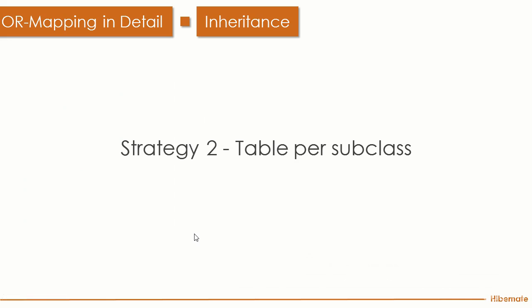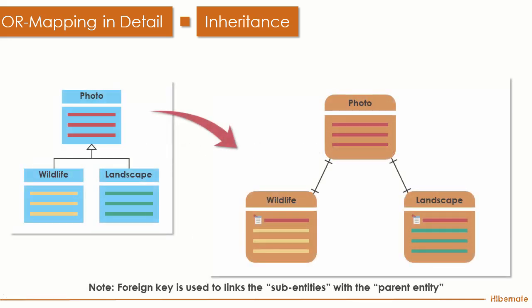The second strategy is to have a table per subclass. Then you will get a very similar structure. You have a photo, wildlife, landscape class. Then you have a photo, wildlife, and landscape table. This can save a lot of space. You see, we don't have redundant columns. But this strategy has one problem, which is the performance.